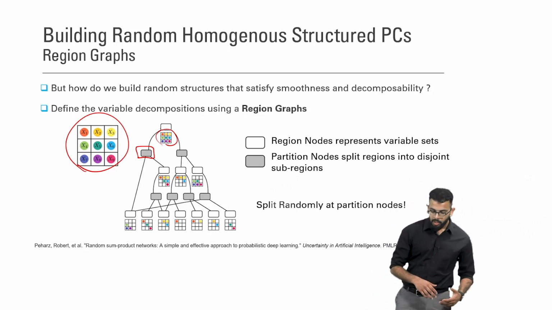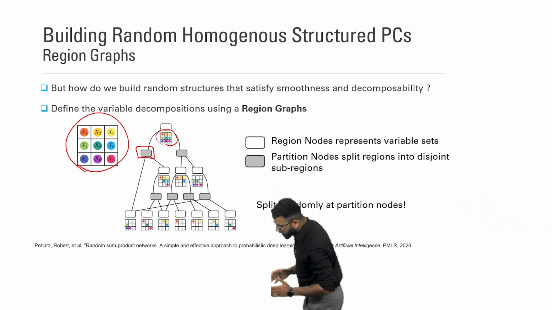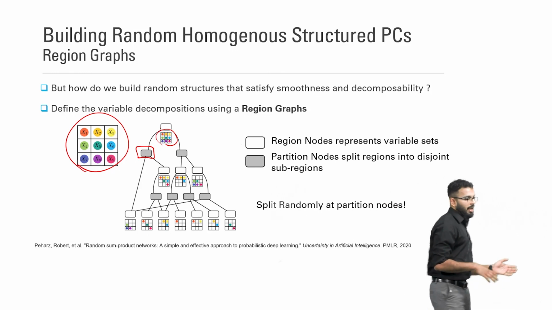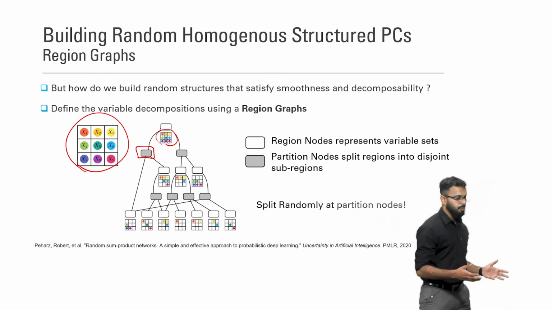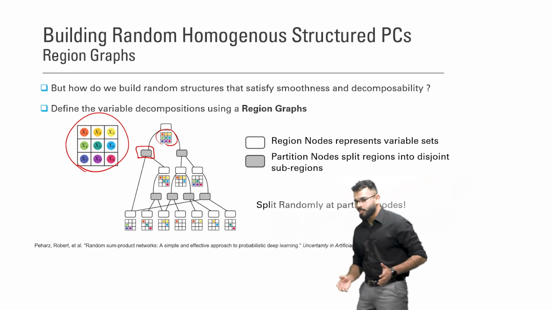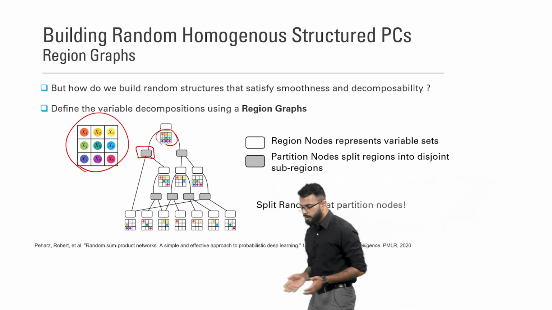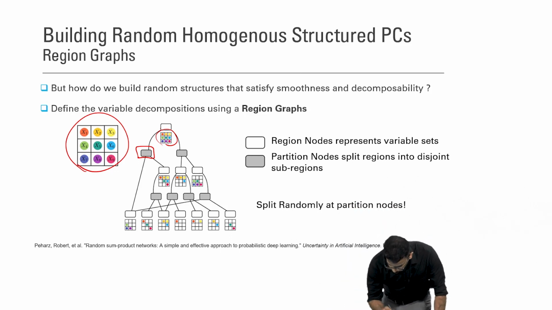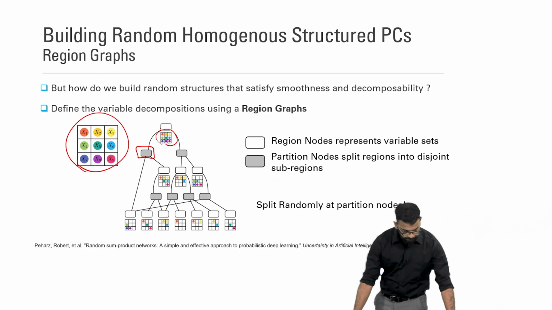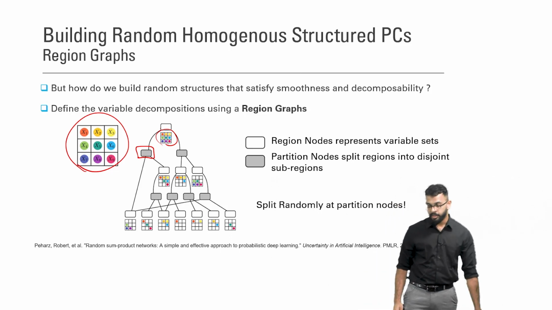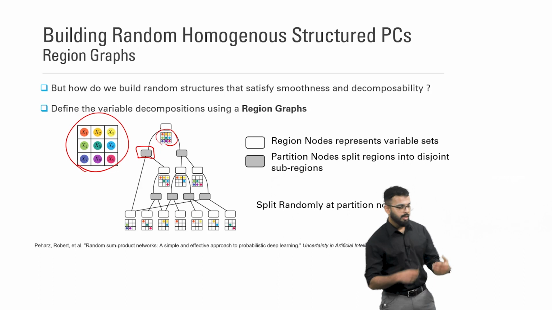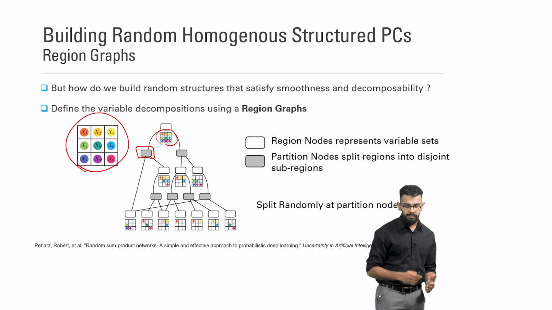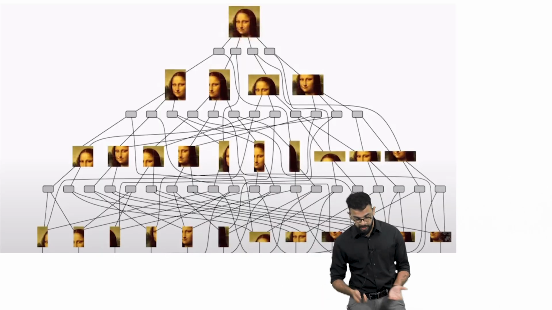So you keep on doing this. You start with all the variables at a region node at the root level. You have a partition node that splits it into 2, right? And this is giving you the structure for your probabilistic circuit itself, right? Because what does the structure say? It gives you how your variables are decomposed and how you are building them together. So if you have such a notion of a region graph, which is a random region graph actually, because you are randomly splitting the variables into disjoint subsets, then you can convert this region graph representation into a probabilistic circuit very easily. Okay?